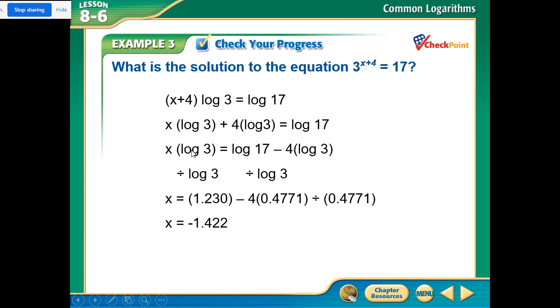I have a number in front of the x, so I divide by the log of 3. So log 17 is 1.230. 4 log of 3 is 0.4771 times 4. And then we're going to divide it by the log of 3. Type that all in, and we get negative 1.422. I don't know what happened. That should be probably a 0 there at the end. Something happened. We lost a decimal point in there.